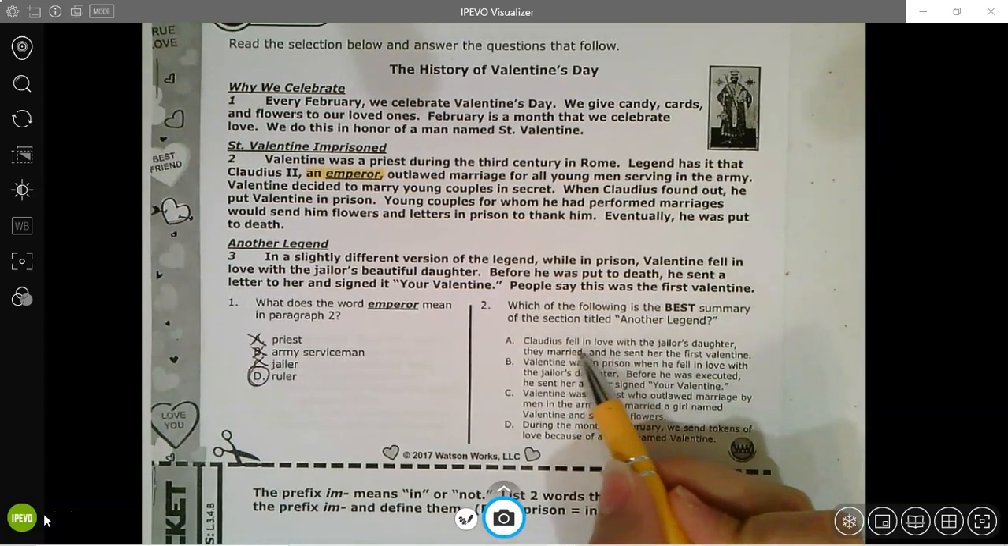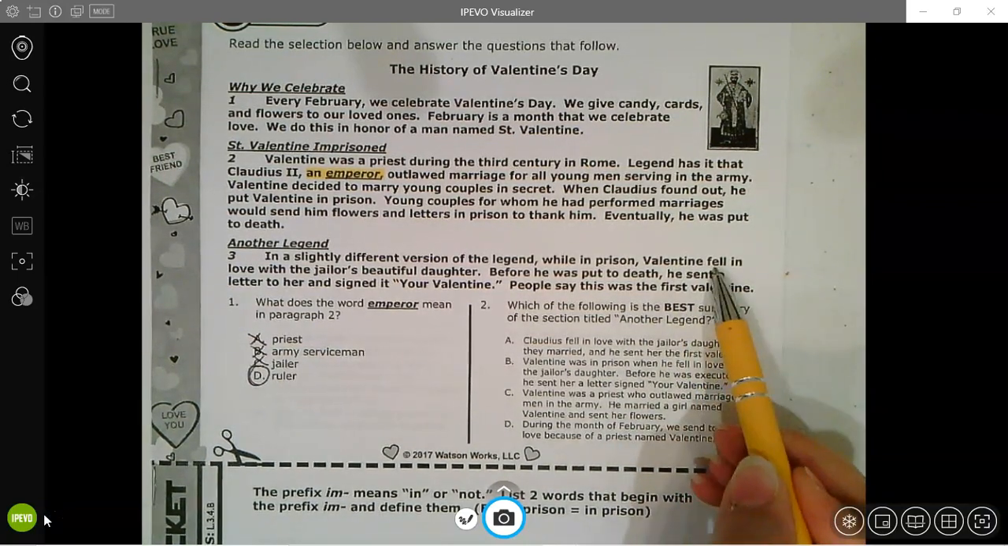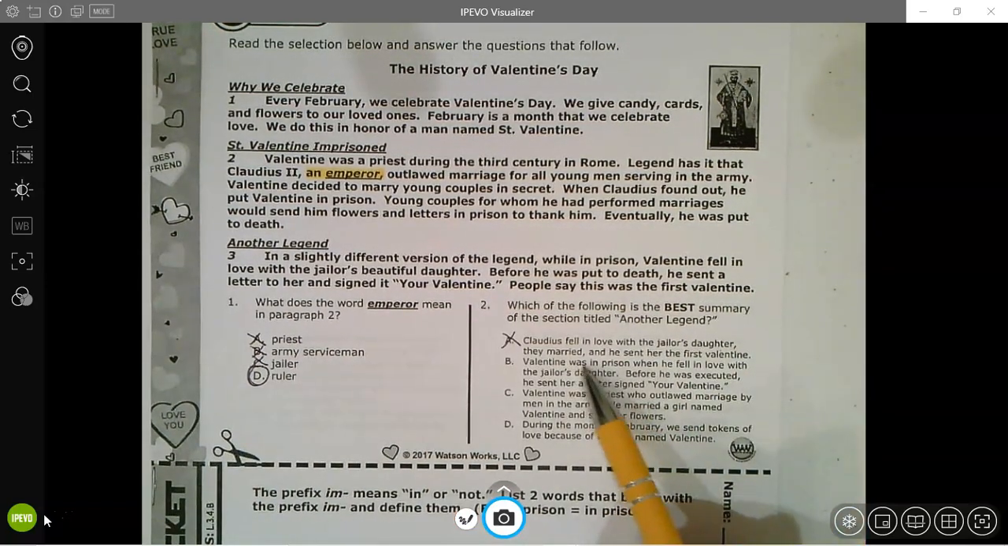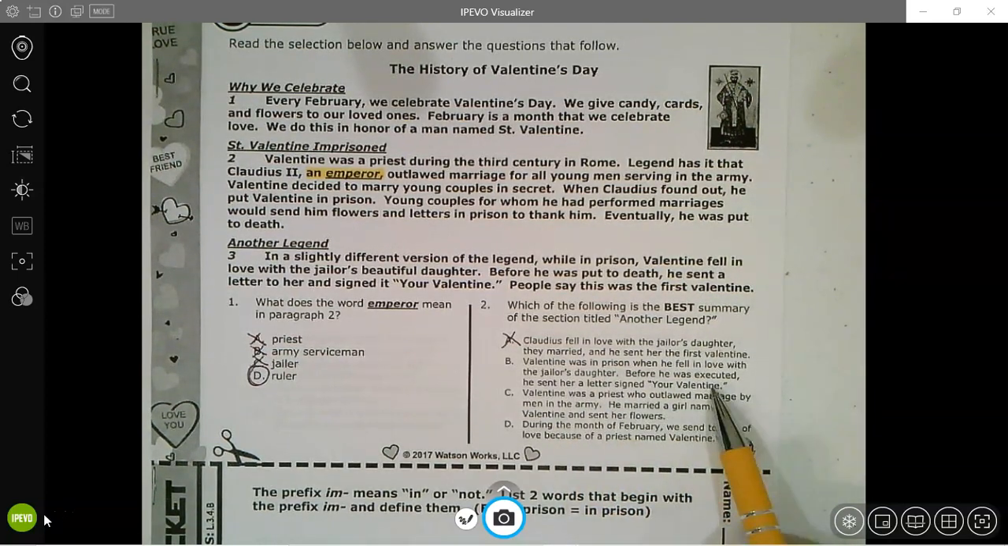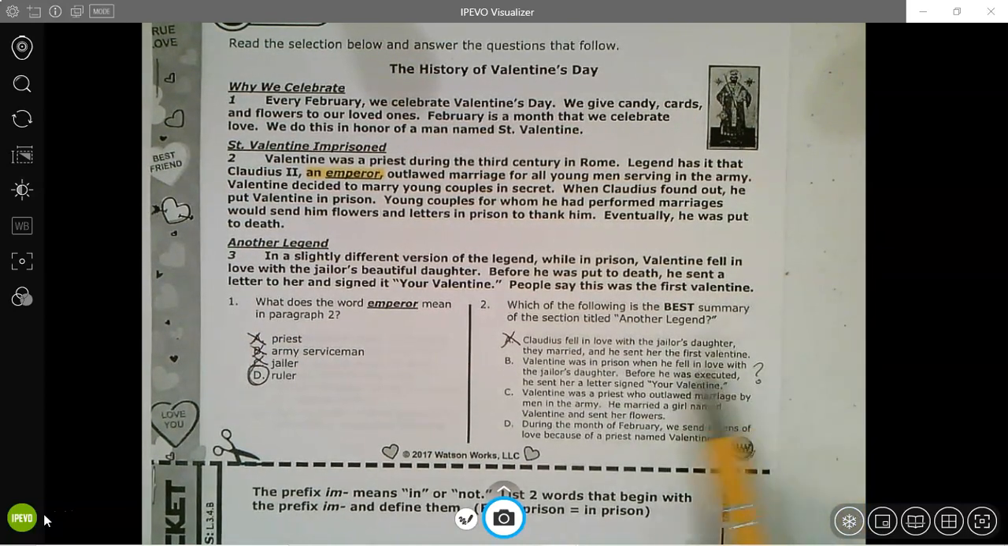So let's look at A. Claudius fell in love with the jailer's daughter. So right quickly, are they talking about Claudius? No, because it says Valentine fell in love. So that one's wrong. Valentine was in prison when he fell in love with the jailer's daughter. Before he was executed, he sent her a letter signed, "Your Valentine." Maybe, because that's exactly kind of what we read.